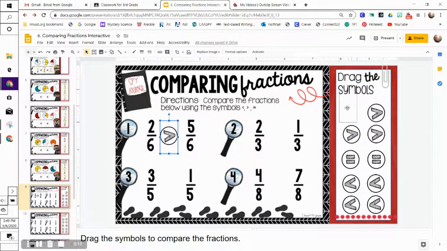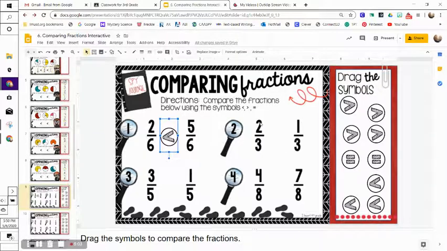That's not right. I need this one. Sorry, you guys. Your alligator here needs to be eating the bigger fraction. So it's going to say 2/6 is less than 5/6. Okay. All right. Let's look at number 2.